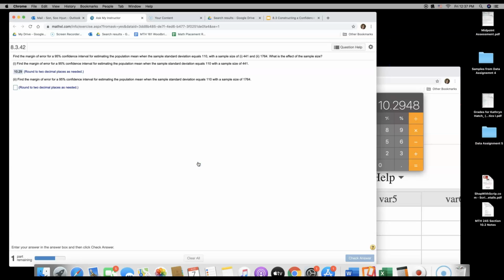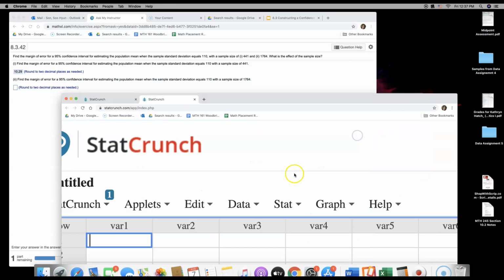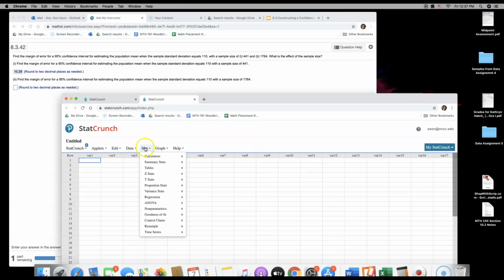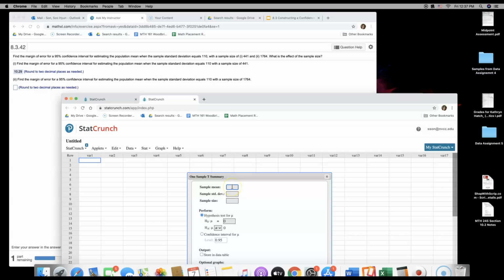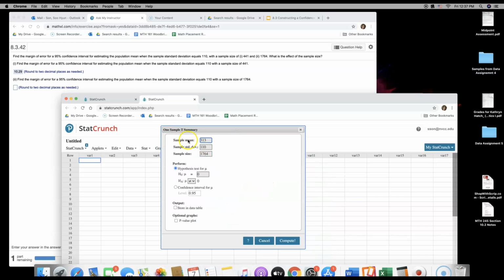Okay, so next one, find the margin of error for a 95% confidence interval for estimating the population mean when the sample standard deviation equals 110 with the sample size of 1764. I'm going to do the same exact thing. So back over here, going to Stat, T Stats, One Sample with Summary. I can just enter my birthday, March 13th, for the sample mean. The sample standard deviation is 110, the number they gave me over here. And then the sample size is 1764. The sample mean, they never give it to us, but that's okay. I don't really need it because I just need the margin of error.